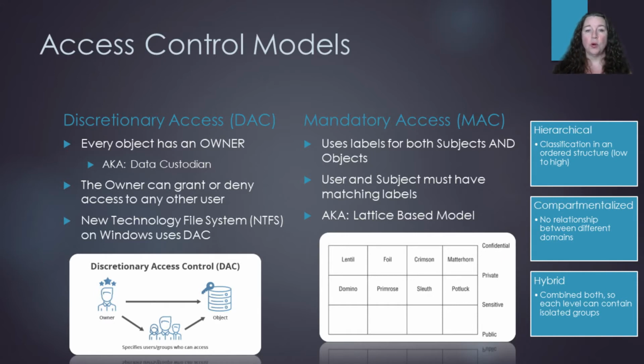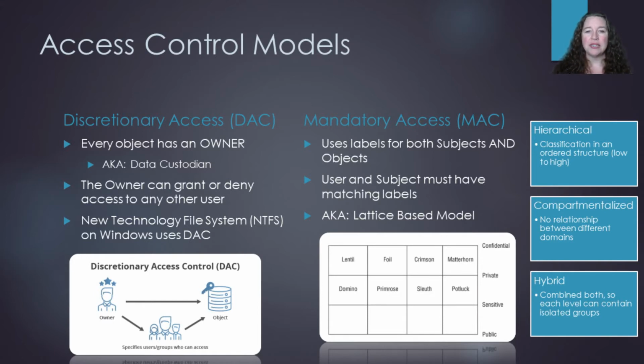Mandatory access, or mandatory access controls, MAC, use labels for both the subject and the object. So if I give a subject, a person, the label of top secret, and I give this file the label of top secret, then they can both access it. So that subject can access that file. However, if the subject is not top secret, but the object is, then he can't have access.